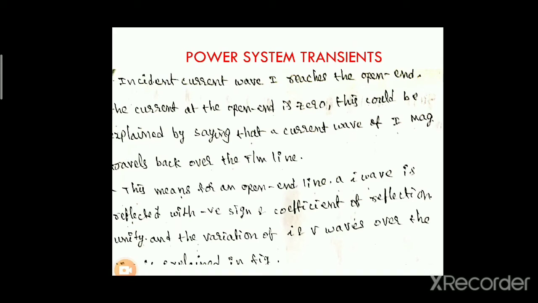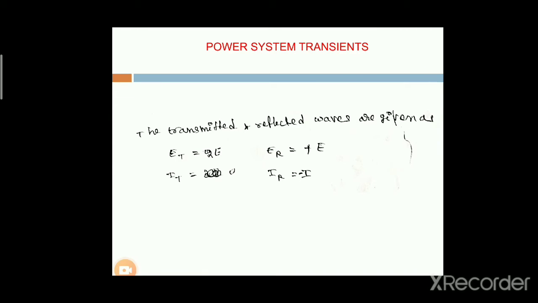Then after the wave has traveled a distance of 4L, where L is the length of the line, both the I and V waves leave the line momentarily in its original state. Therefore the above cycles are repeated as the length increases.